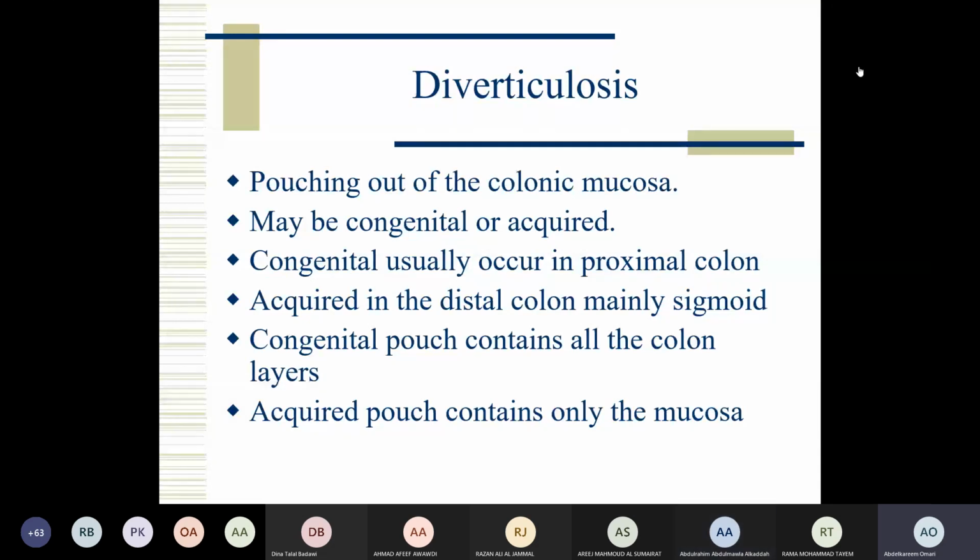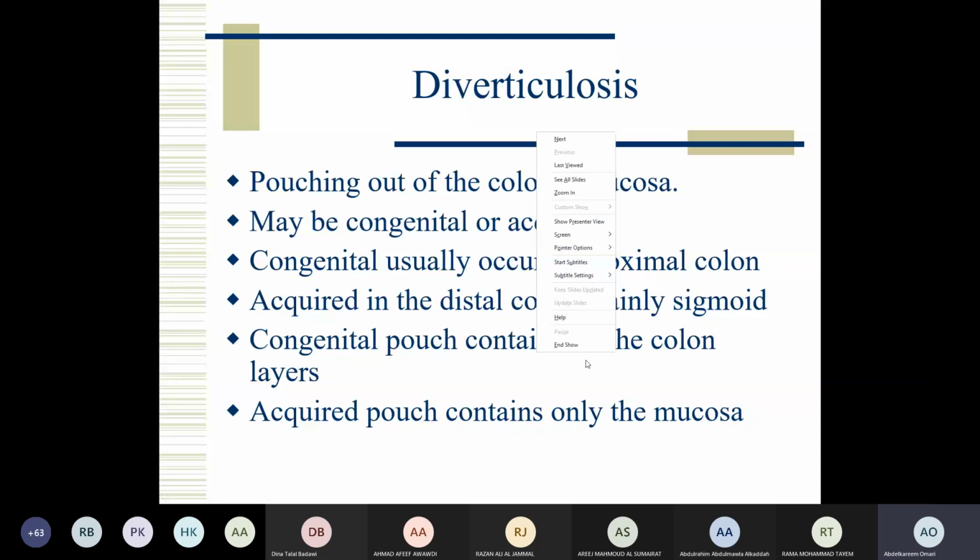We have congenital diverticula, like Meckel's diverticulum. When do we say congenital? When all the layers, the mucosa and the muscle, outpouch outside. But in cases of false or acquired, which happens in the distal colon, mainly in the sigmoid, only the mucosa will outpouch outside. Okay, this is important for the MCQs. Congenital pouch contains all the colon layers, while the acquired contains only the mucosa.